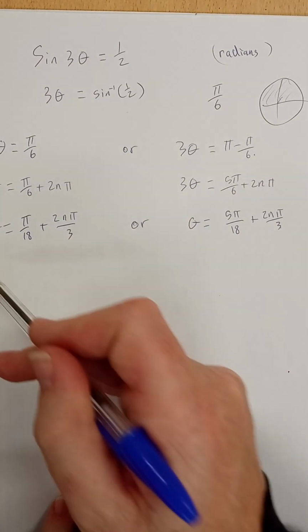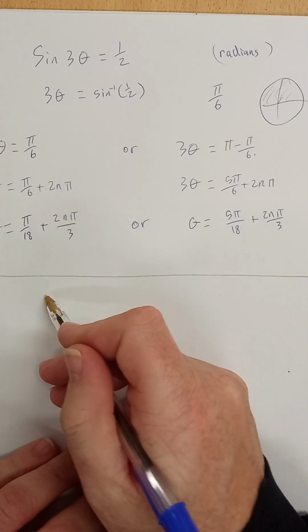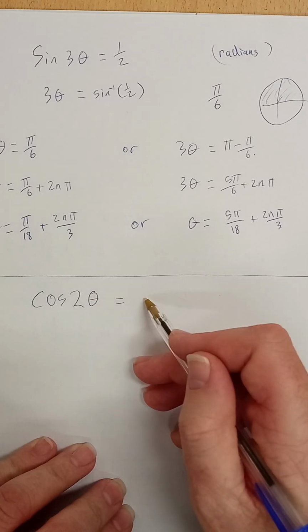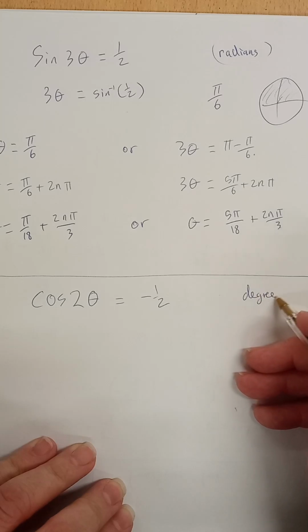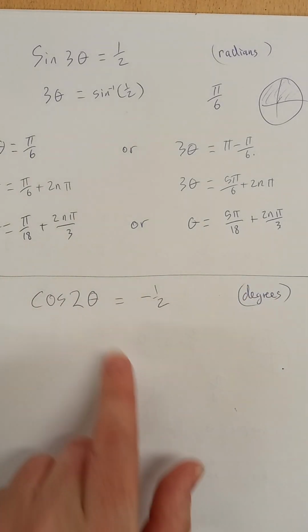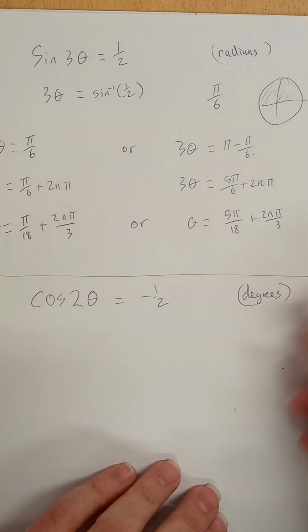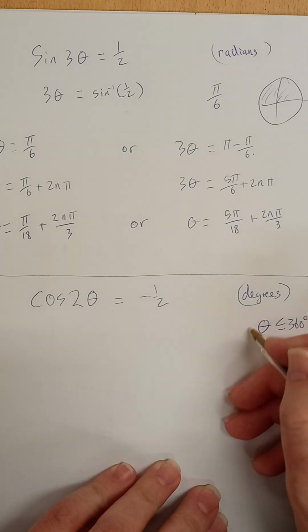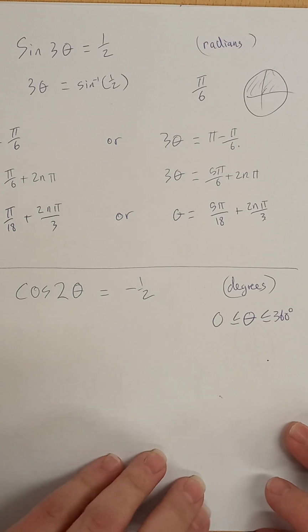Okay, and this time I'll use degrees. So this time I'm going to get the cosine of 2 theta is equal to minus a half, and we're going to do this in degrees. But this time we don't just want the general formula, we want all the possible answers. So for theta less than or equal to 360 and greater than or equal to 0. So we're going to get all the possible answers for this.